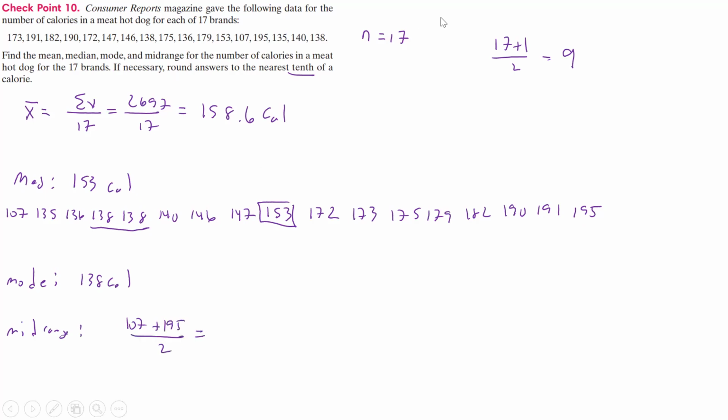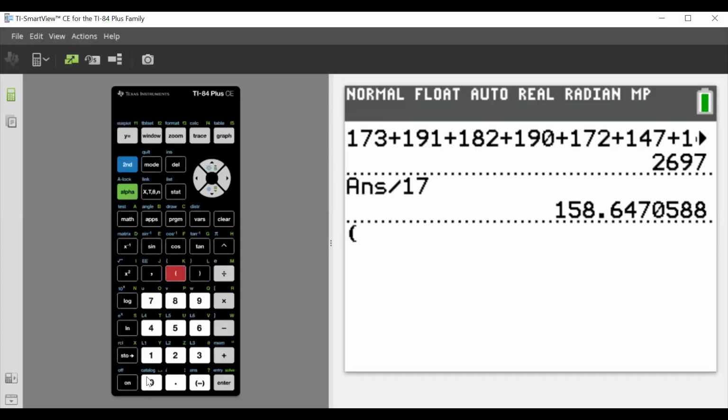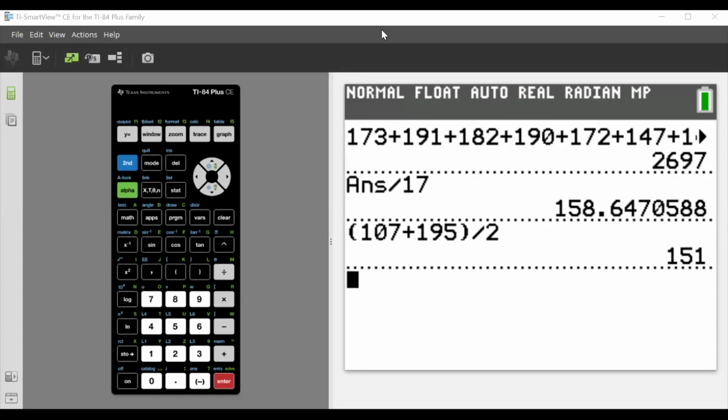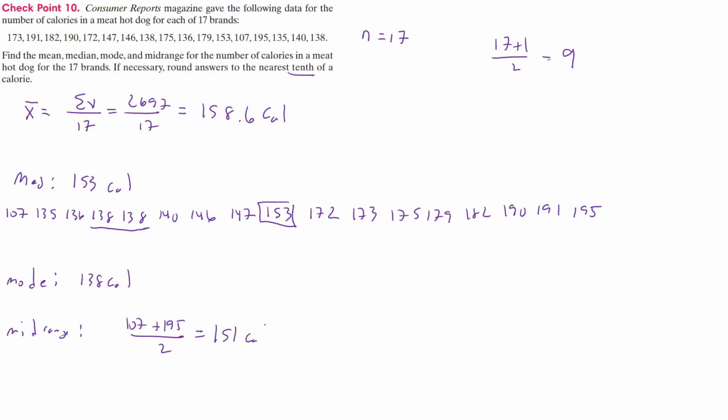If we put that into our calculator, let's put parentheses so we can type it all in at once: 107 plus 195 divided by 2, and we get 151 as our solution. So 151 calories is our mid-range. So these are all measures of central tendency: from the mean of 158.6, to the median of 153, to the mode of 138, down to the mid-range of 151.